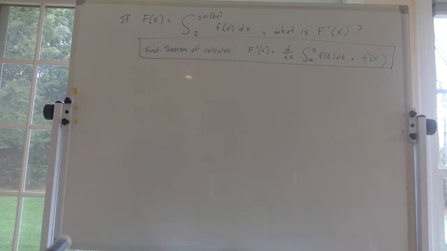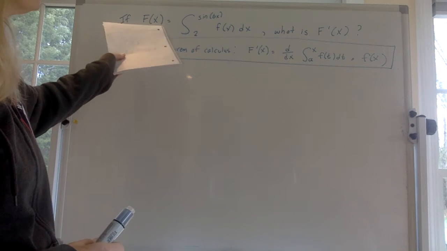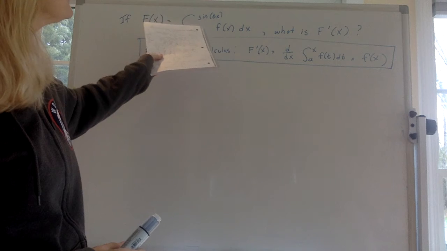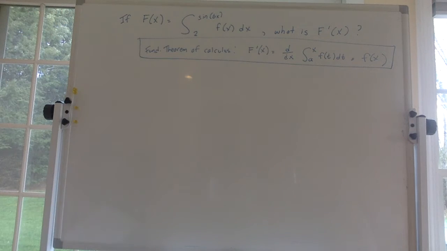Hi everybody. In this problem, they give us capital F of x is equal to this function: the integral with lower limit 2 and upper limit sine 6x, of f of x dx. What is F prime of x? What's the derivative of that?